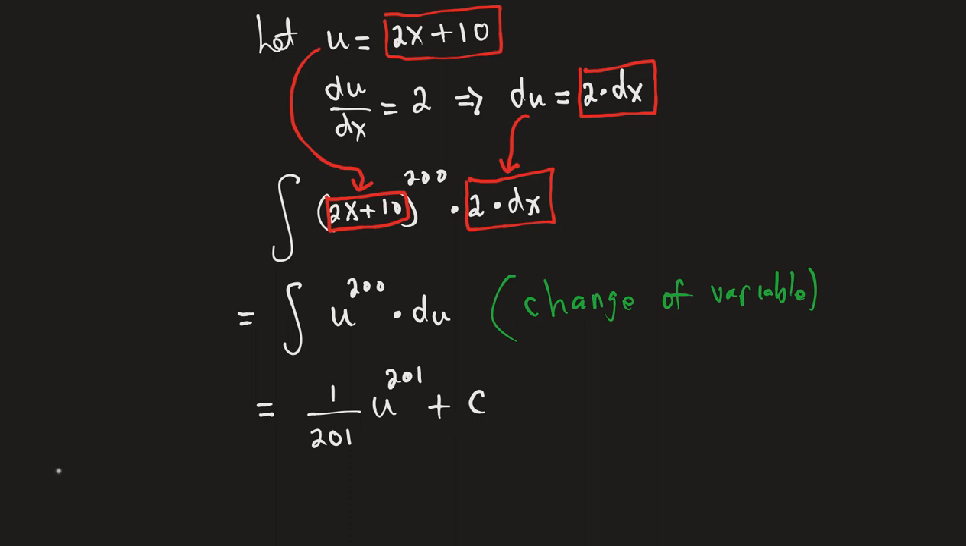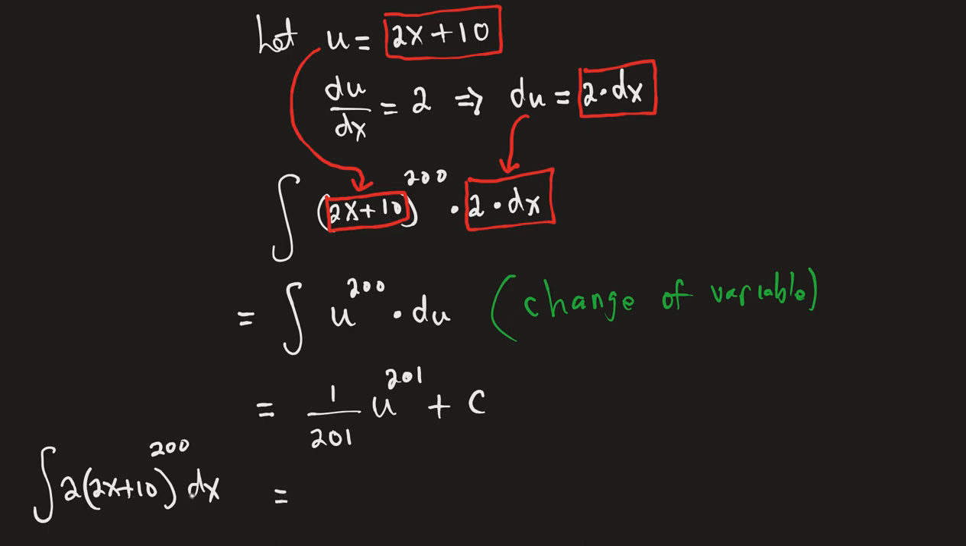Let me restate the original problem. It's the antiderivative of 2 times the quantity 2x plus 10 to the power 200 with respect to x. So I would like my final answer to be, again, in terms of the original variable, x. So how do I do that? Well, just reverse the substitution. Now that I've taken care of the calculus part, use the same u that I have up here, but now switch all the u's back to 2x plus 10. So then we write our final answer.